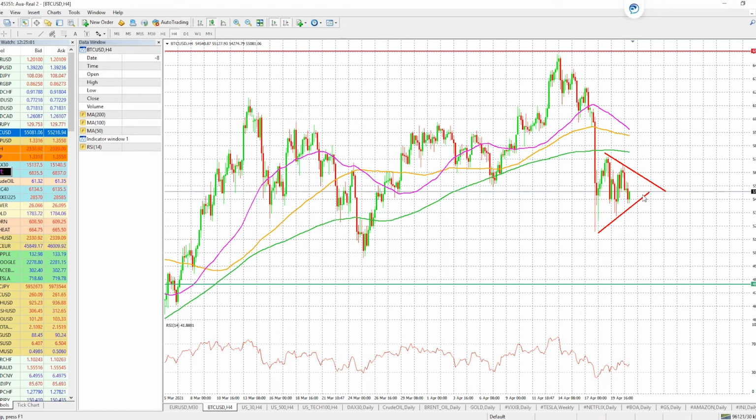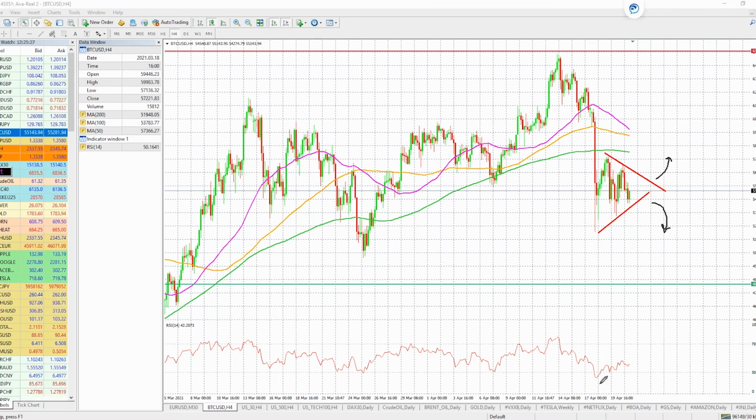We have formed a symmetrical triangle, and what it really tells us is that the price is becoming very narrow in terms of its range, because remember over here the range was quite big, and now that range is becoming smaller and smaller. So the possibility really is that the price can either break to the upside or break to the downside.